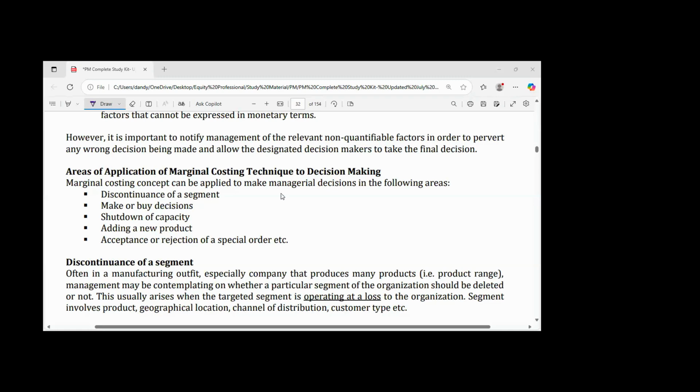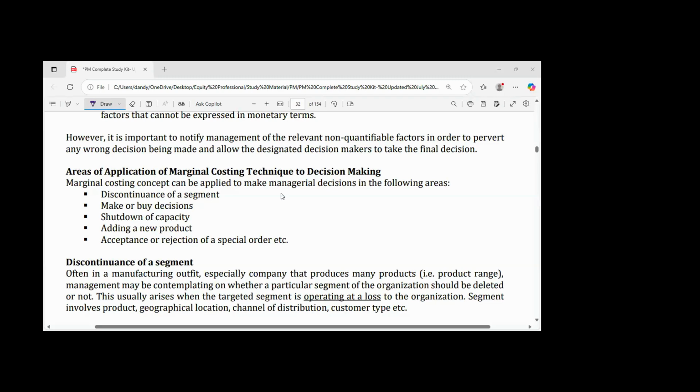The first item is deleting of a segment. So let's explain. What do you understand by deleting of a segment? How will you know that you are supposed to use the deleting of a segment principle to analyze the course of action? These are the things we want to discuss briefly. When you say deleting of a segment, it's the same thing as discontinuance of a segment.